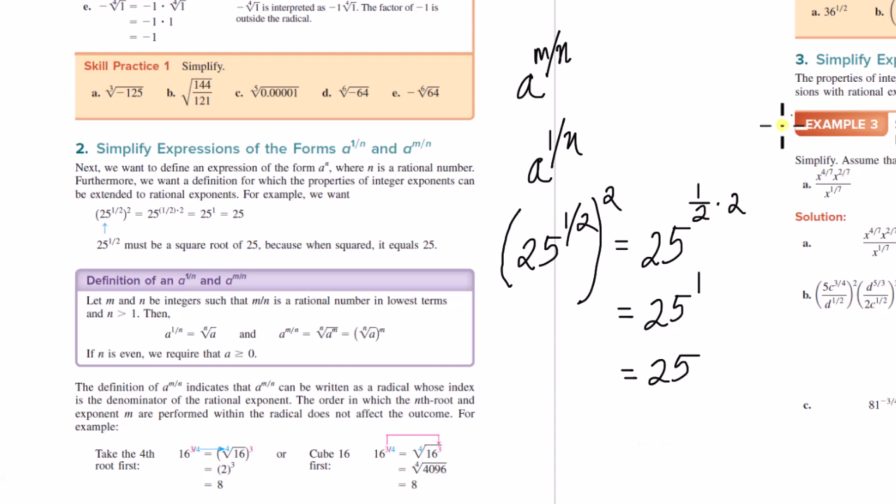But in general, a to the 1 over n is such that if you take this to the power n, you're going to get a. So what this indicates is that in the rational exponent, the denominator is indicating some sort of root. Since a to the 1 over n is an nth root of a, like 25 to the 1/2 is a square root of 25.